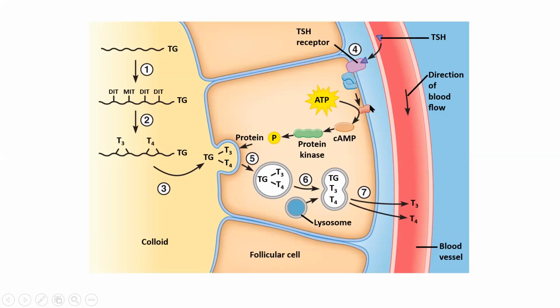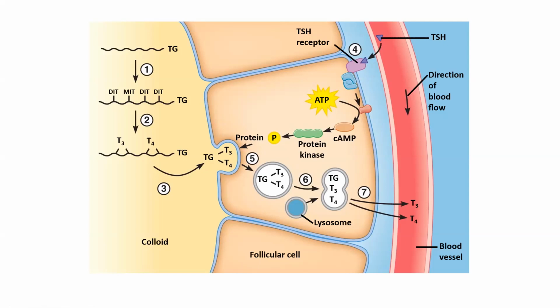It turns on this amplifier enzyme downstream, and that actually generates some second messenger. In this instance, it's cyclic AMP that can turn on protein kinase, and that is what stimulates the process of bringing in this T3 and T4.